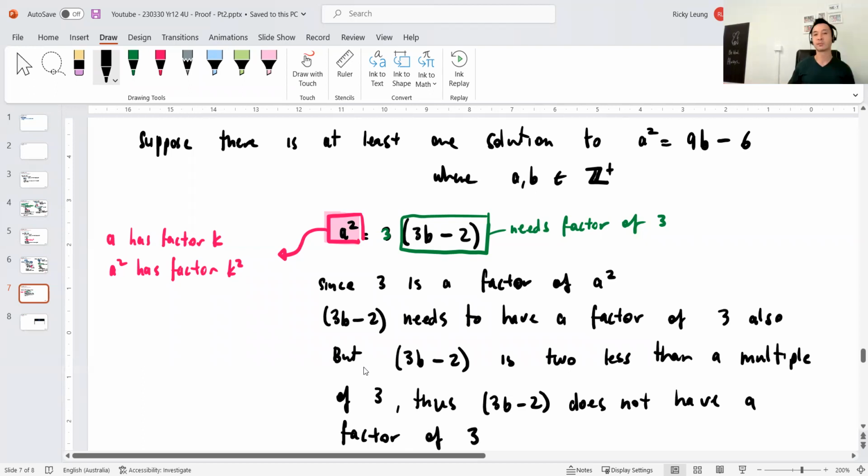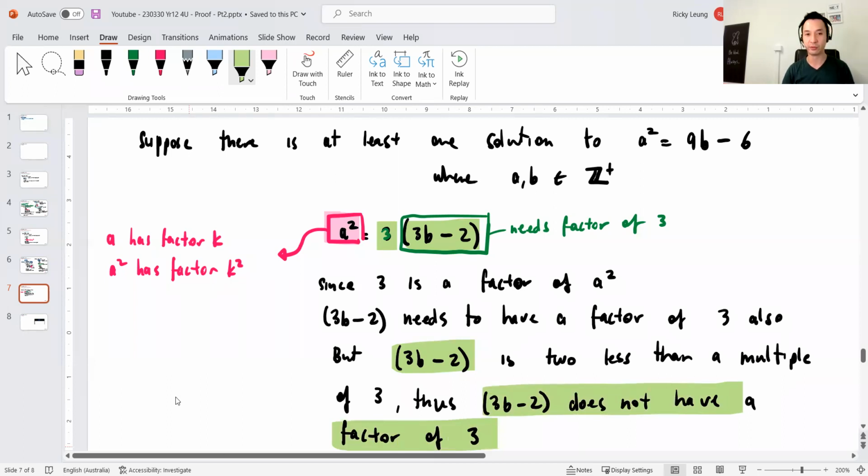Let me play that again. If a has a factor of k, then a squared must have a factor of k squared. In other words, whatever factor a squared has, it has to have a duplicate. Because they're all positive integers, if it's got a factor of 3, then it must have another factor of 3 somewhere. It doesn't have to be 3 exactly; it can be 3 times another number. That's perfectly fine, but it has to have a factor of 3. In our case, 3b minus 2 is 2 less than a multiple of 3. Therefore, this does not have a factor of 3. Therefore, contradiction.